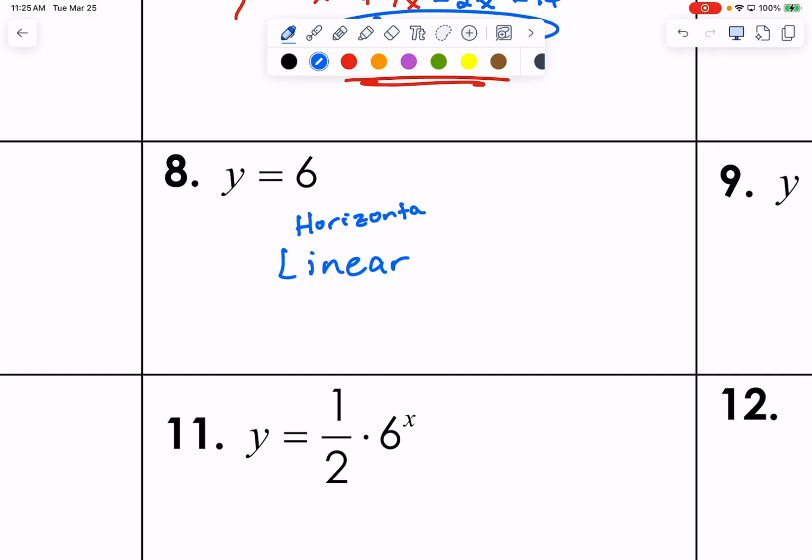Listen, I'm going to tell you the keys. If you don't have an x squared, it can't be quadratic. If you don't have an x and an exponent, it can't be exponential. So then it has to be what? If it's not quadratic, if it's not exponential, it has to be what? Linear.